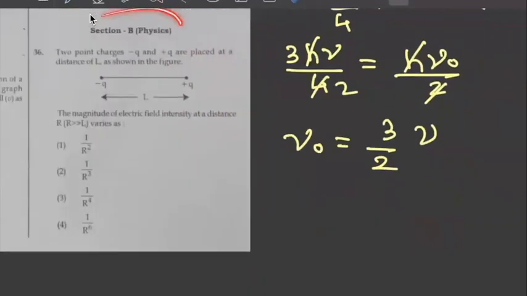Fine. So we are now in section B. Two point charges, minus Q and plus Q, are placed at a distance L. So this is a dipole, right? They want the magnitude of electric field intensity at a distance capital R, which is very large compared to L, but they have not told me whether it is the axis or the equator. So we'll just take it at some random distance R, at angle theta.